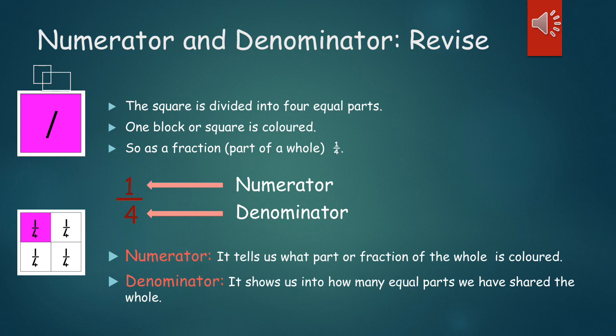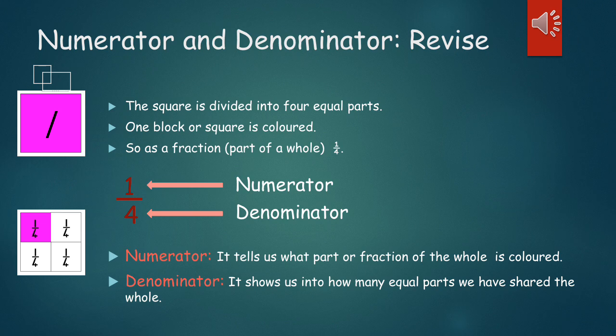Here is a square which represents one whole. The square is divided into 4 equal parts. One block or square is colored. So as a fraction, we write it. A fraction means a part of a whole. So we write it as 1 over 4. 1 is the numerator and 4 the denominator.